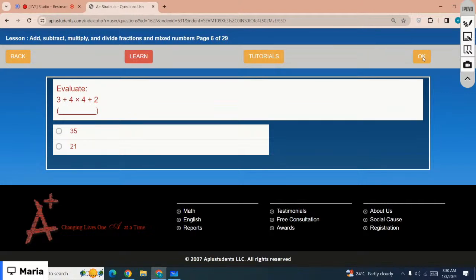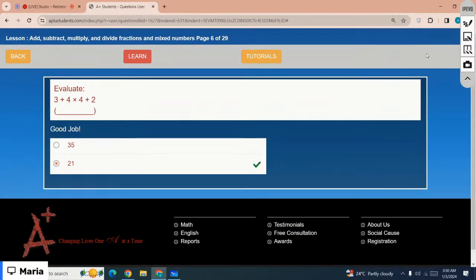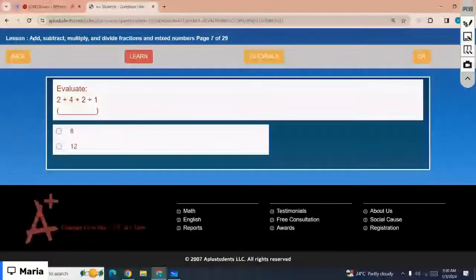Very good. You have to multiply first, then you have to add. So the correct option is 21. Okay, you can complete the lesson by yourself later today. Let me just move on to the next lesson.